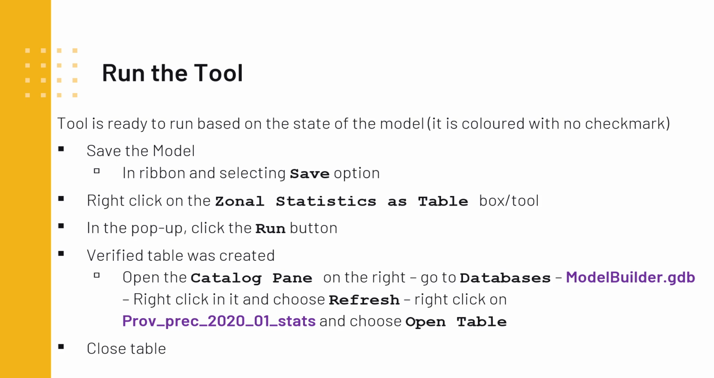To do this, you're going to go to the catalog pane on the right side. You're going to go into the databases and the ModelBuilder.gdb. You're going to right click and choose Refresh. And then I'd like you to right click on the prov_prec_2020_01_stats and choose Open Table. Take a look at what's there, and then you can close the table.